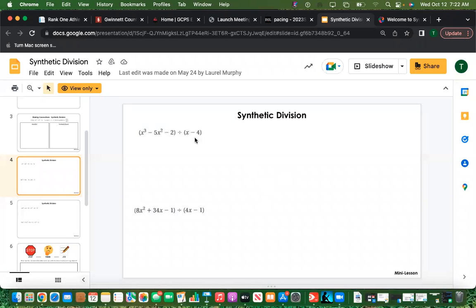On the next one, remember, we're going to change the sign of whatever we're dividing by. So that's going to become a +4. Okay. We're going to list out our coefficients. Notice how the x term is missing, so we're going to have a 0x in there. So we're going to list out all the coefficients of these. So that's going to be 1, -5, 0, and then -2.